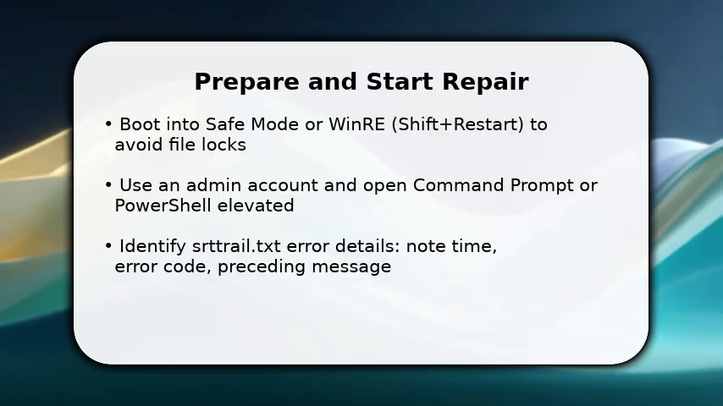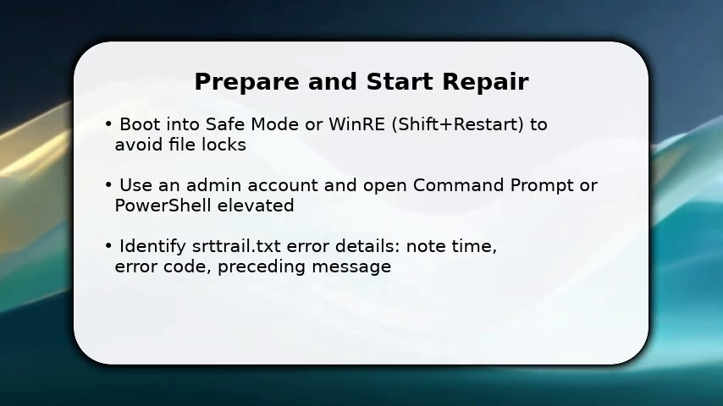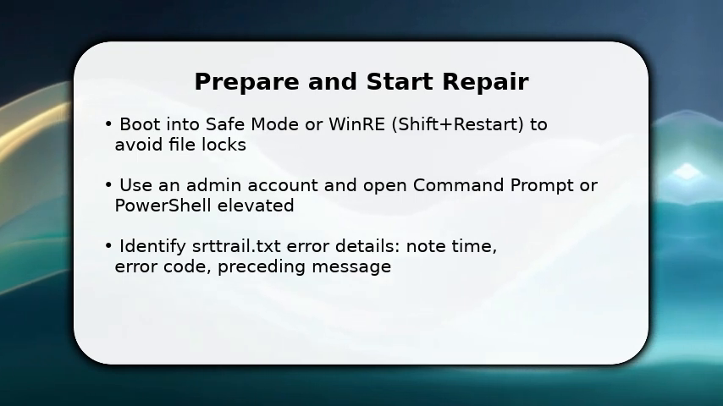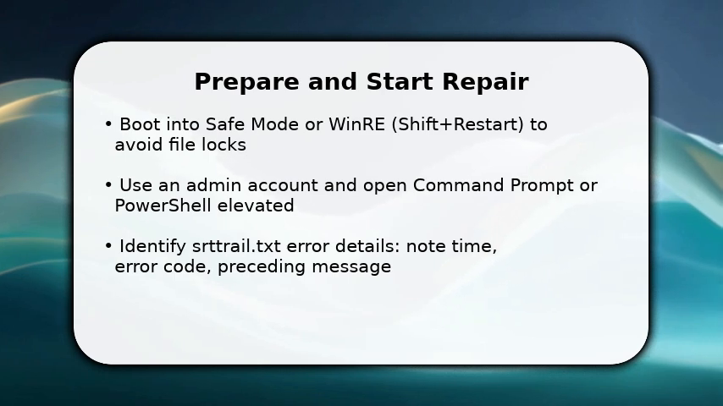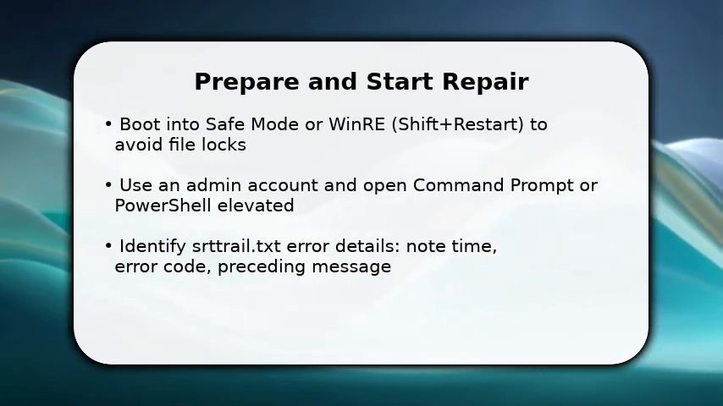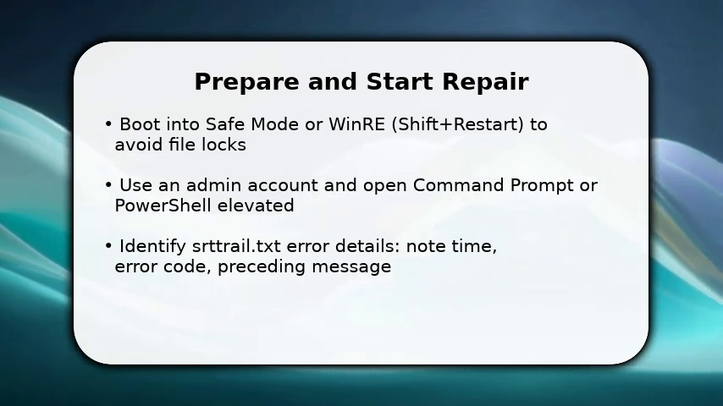You start by booting into safe mode or Windows recovery environment so system files aren't locked. Once in, sign in with an administrator account and open an elevated command prompt. Then, make sure to capture the exact SRT trail.txt message so you know if it's a boot manager, disk, or file corruption issue. This matters because the root cause decides the next commands.